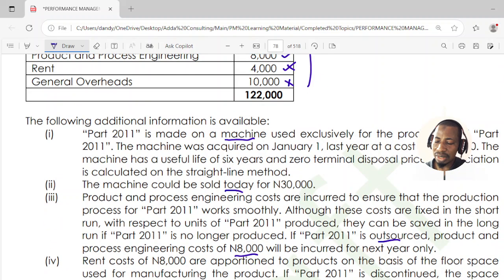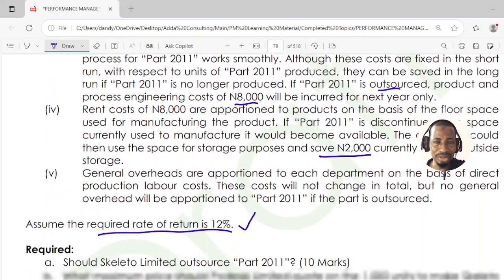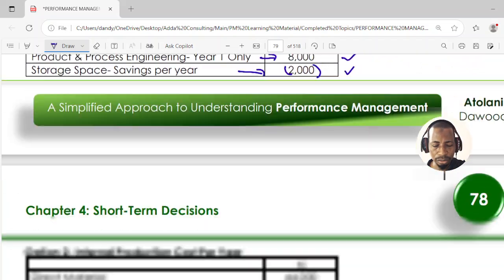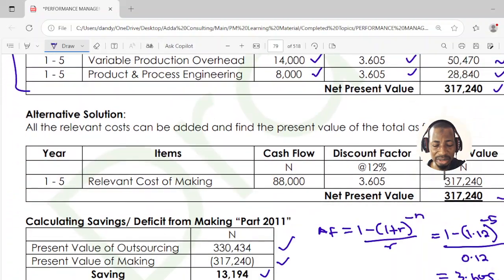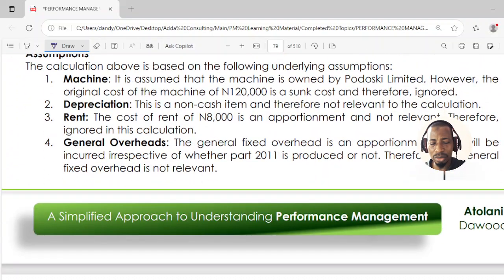This 120,000 naira was purchased last year. The machine was acquired on 1st January last year. It's a past cost. Remember, relevant costs must relate to the future. So that's why we ignore the 120,000 naira. It is not relevant. So you need to state that assumption. Number two, depreciation. Depreciation is a non-cash item. That is, it does not involve movement of cash. Therefore, it is not relevant to the calculation.